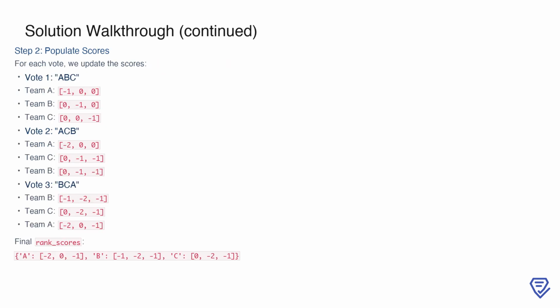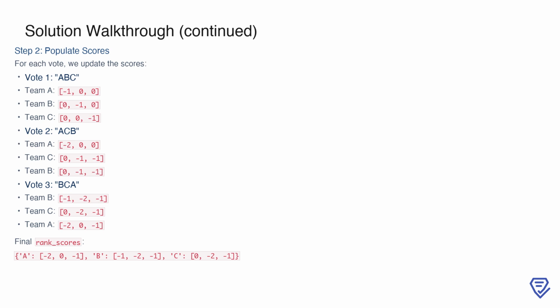Next, we populate the scores based on the votes. For the first vote, ABC, we assign the highest rank to Team A, the second rank to Team B, and the third rank to Team C. This results in Team A having a score of -1, 0, 0, Team B with 0, -1, 0, and Team C with 0, 0, -1.